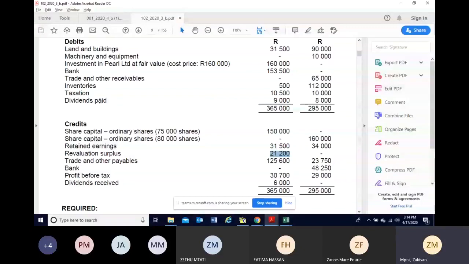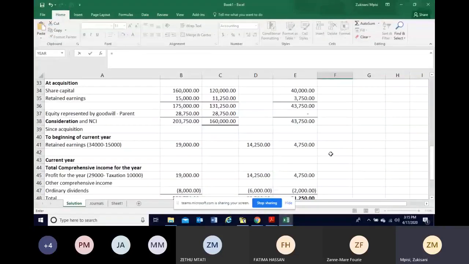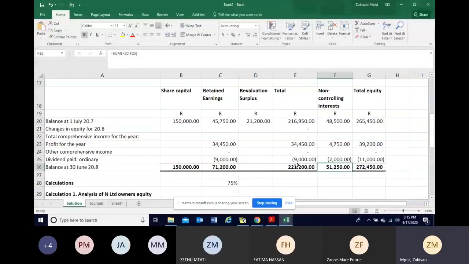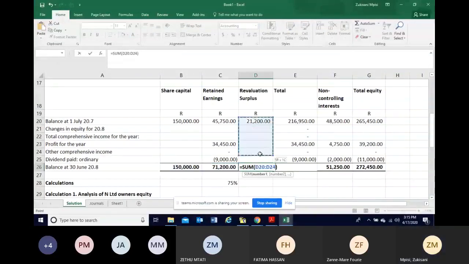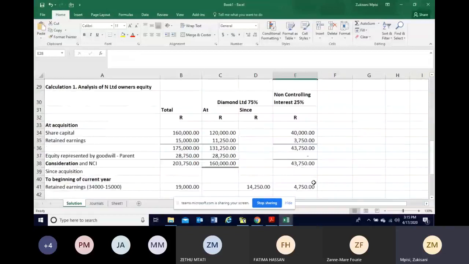Dividends paid here we have, remember this one of 8,000 is eliminated. So the one that we have is the parent one, which is 9,000. The non-controlling interest, we do have a dividend here, and there's this one of 2,000. So when we are doing journal entries, I will try to show you this. Therefore, this makes us then to be done with the statement of changes in equity.